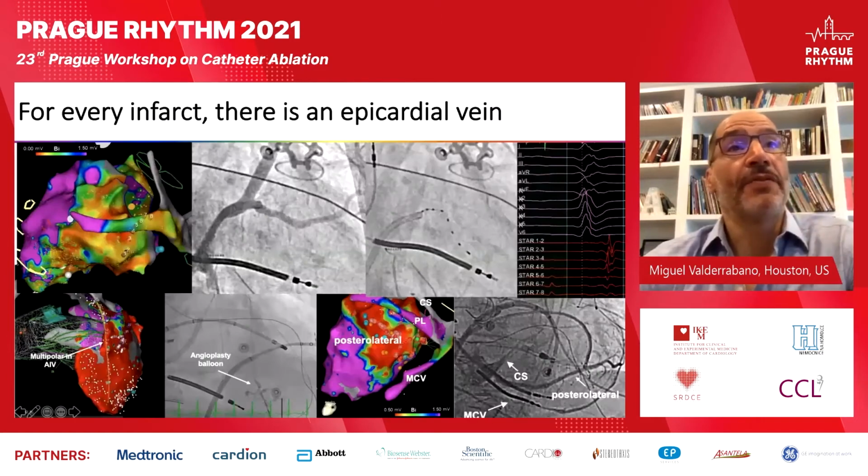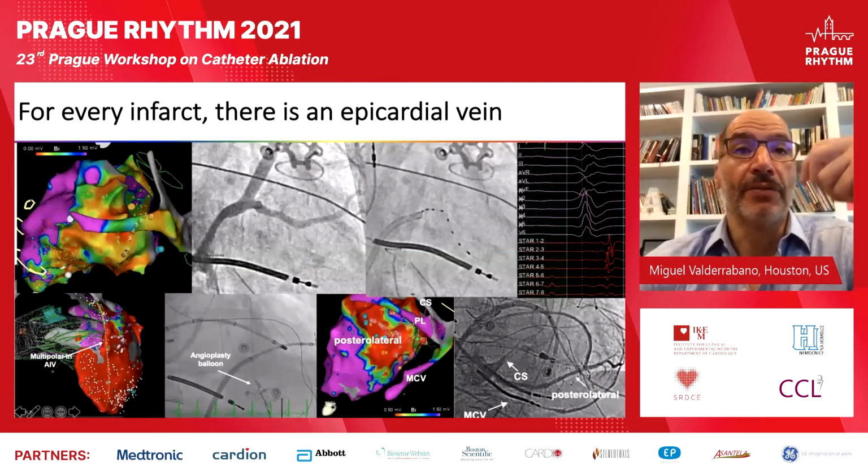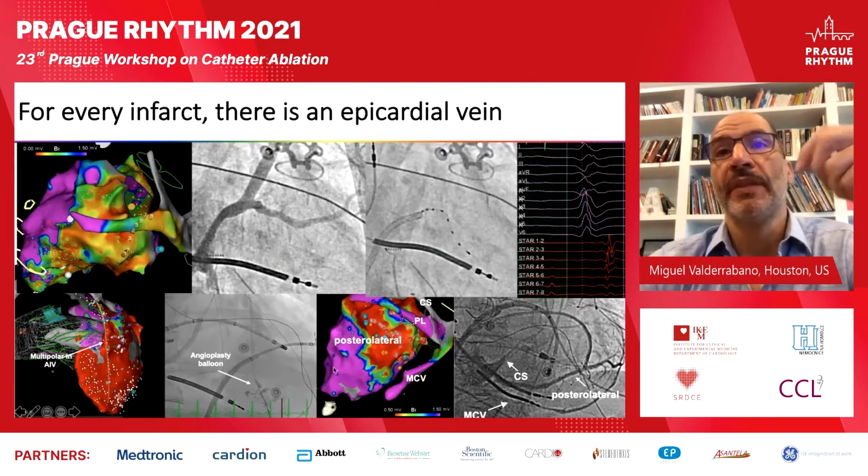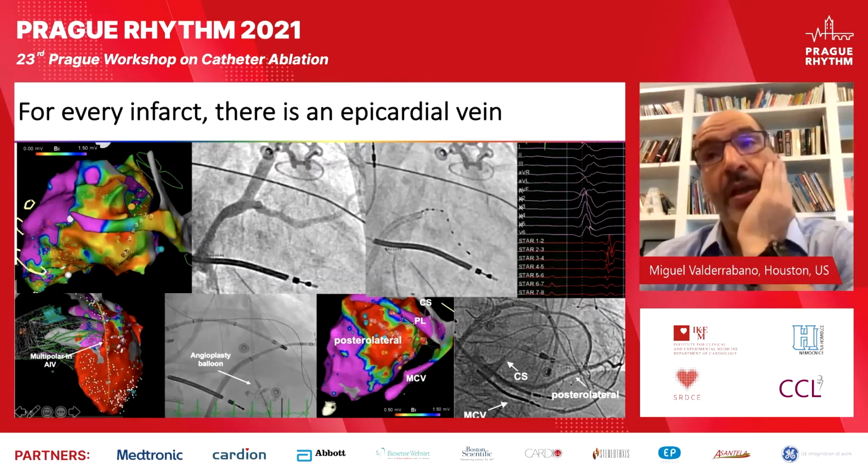Bottom line here is that for every infarct, there's an epicardial vein, and we can do this in lateral veins, in the anterior interventricular vein, and others. You can see sometimes incredibly late in the epicardial.